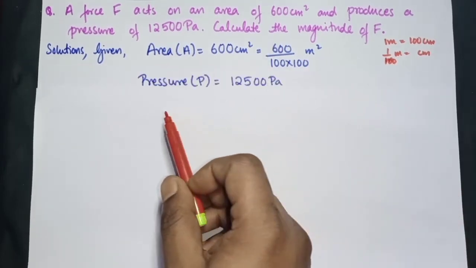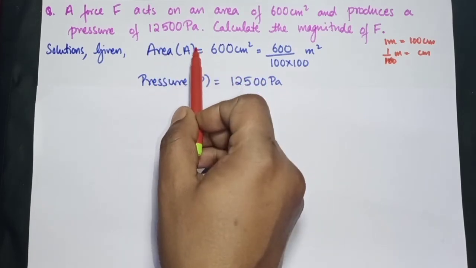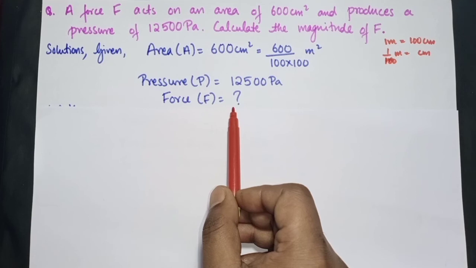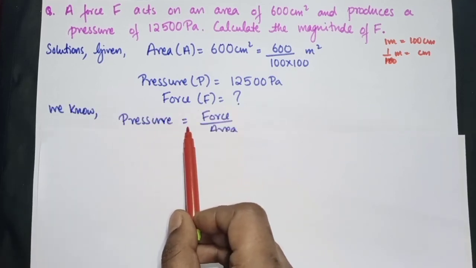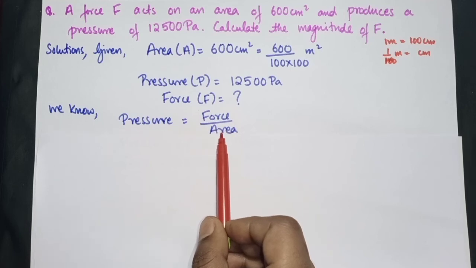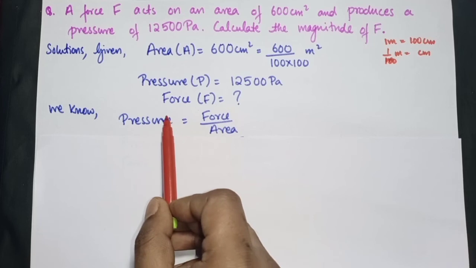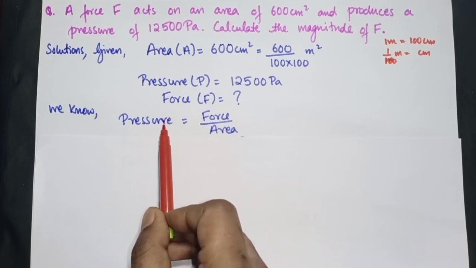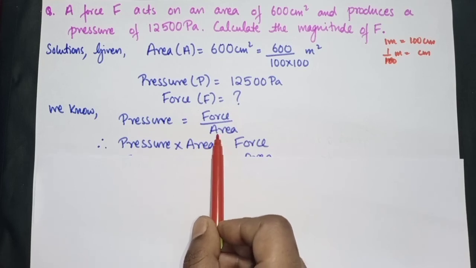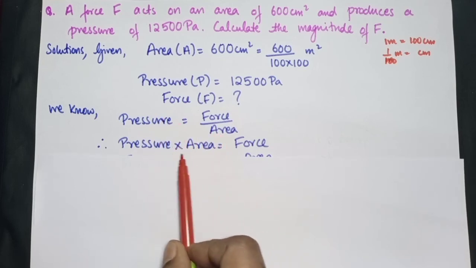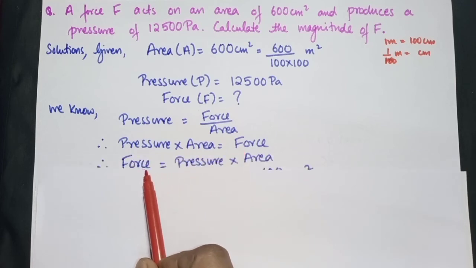Now next, what they have given, pressure equals 12500 Pascal. Now force we have to find. So we know the formula for pressure. Pressure formula is force upon area. Now we have to find the force, so this area I'll take to that side. When I take it to that side, it will be multiply. So area will go that side. Pressure into area equals force. Now force equals pressure into area.